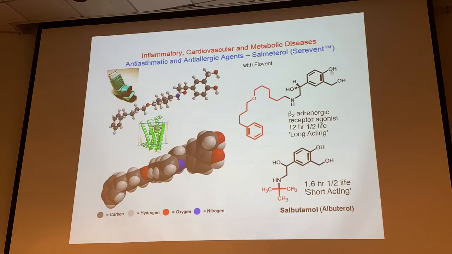Serevent here is this bigger, greasier drug for asthma. It's longer acting, 12 hours, whereas the original drug, albuterol, in the inhalers, if you've taken this for asthma before, is short acting. It only lasts about a half hour. Well, no, almost 2 hours in the body. Why does this one last longer, 12 hours?